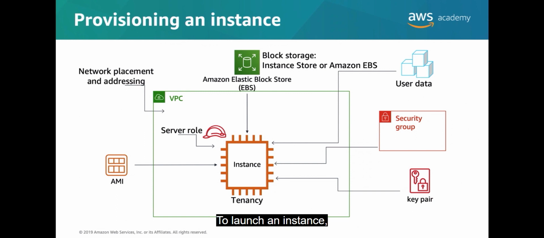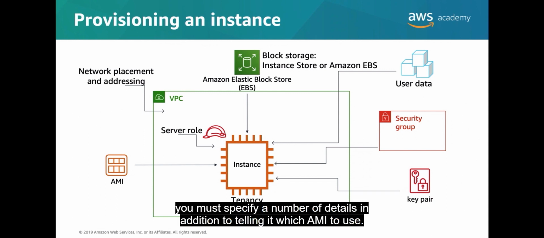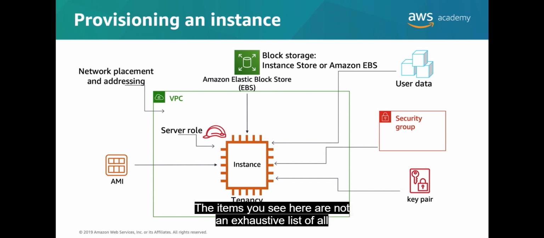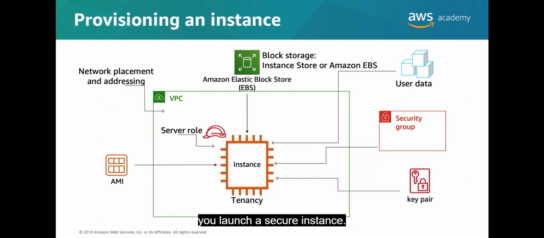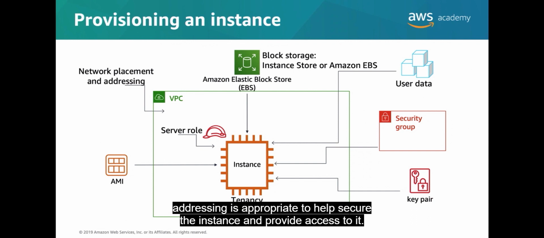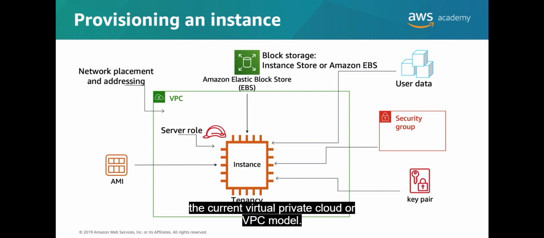To launch an instance, you must specify a number of details in addition to telling it which AMI to use. The items you see here are not an exhaustive list of all the available options, but they do represent some of the most important items you must consider when you launch a secure instance. At launch time, you can specify network placement and addressing as appropriate to help secure the instance and provide access to it. All instances are deployed in a network, either the older EC2 Classic network or the current Virtual Private Cloud, or VPC, model. And you can also choose whether to assign a public IP address or DNS address to the instance.